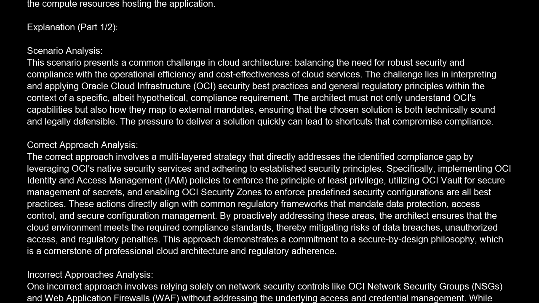Incorrect approaches analysis. One incorrect approach involves relying solely on network security controls like OCI network security groups (NSG) and web application firewalls (WAF) without addressing the underlying access and credential management. While these are important for perimeter defense, they do not inherently solve the problem of unauthorized access to sensitive data if credentials are compromised or if internal access controls are insufficient. This fails to meet regulatory requirements that often mandate granular access controls and secure credential handling.